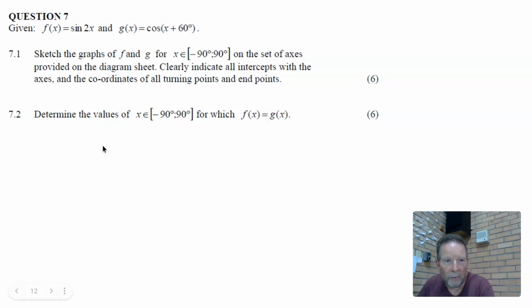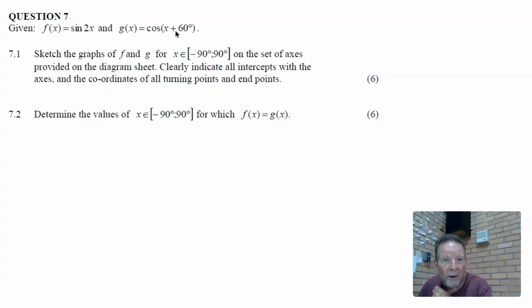Try this question. There's two functions here that they want you to sketch. They'll give you a nice piece of graph paper to do this in. They want you to do it between minus 90 degrees and 90 degrees. They want you to do sine 2x and cos of x plus 60.